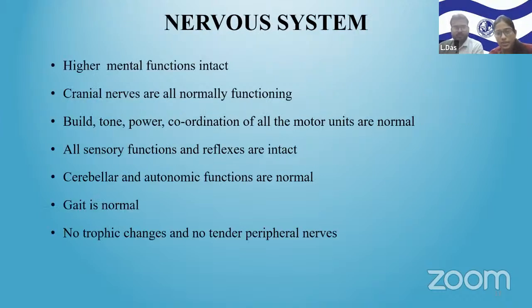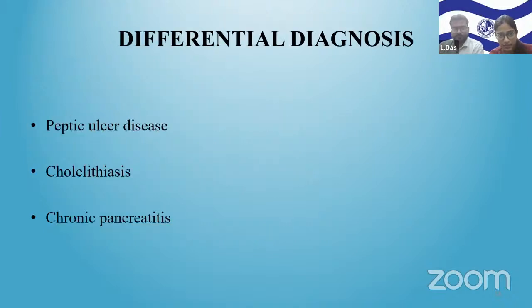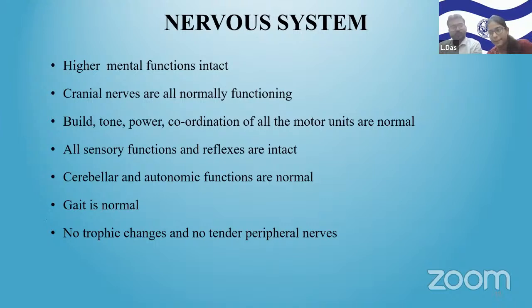Nervous system examination, all higher mental functions were intact, all cranial nerves were normally functioning, bulk, tone, power, coordination of all the motor units are normal, all sensory functions and reflexes are intact, cerebellar and autonomic functions are normal, gait is normal, no trophic changes and no tender peripheral nerves were seen. This concludes our history and examination part for our patient.